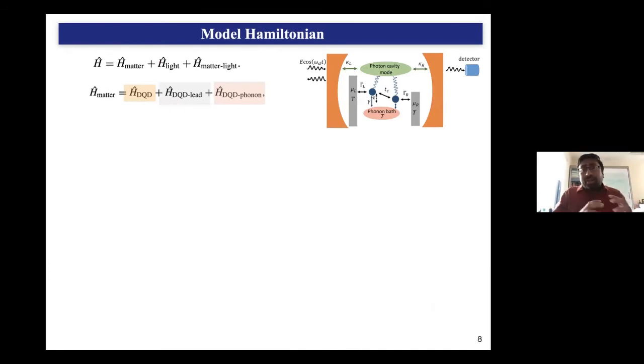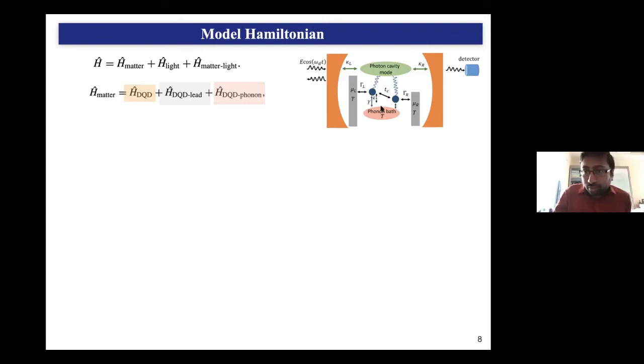Okay, so now let me come to the actual setup. We are going to deal with this problem in a completely microscopic manner, so we are going to write down all components of this setup, the entire Hamiltonian. So let us quickly look at that. The Hamiltonian consists of the matter part, which is basically the electronic part, the light or cavity part, and the cavity-matter or light-matter interaction. Now matter is slightly complicated.